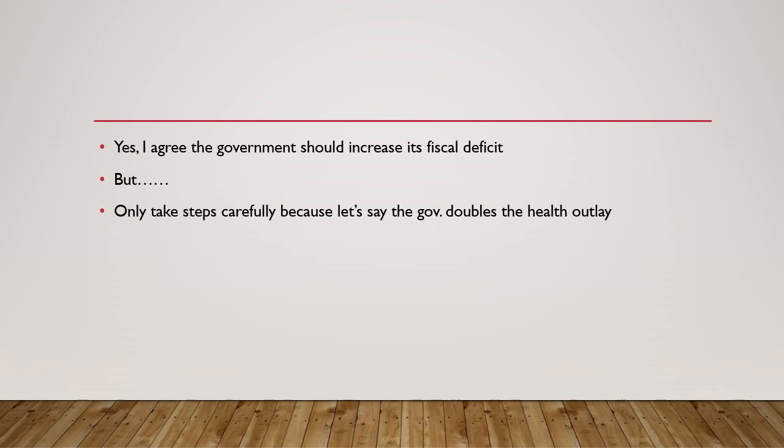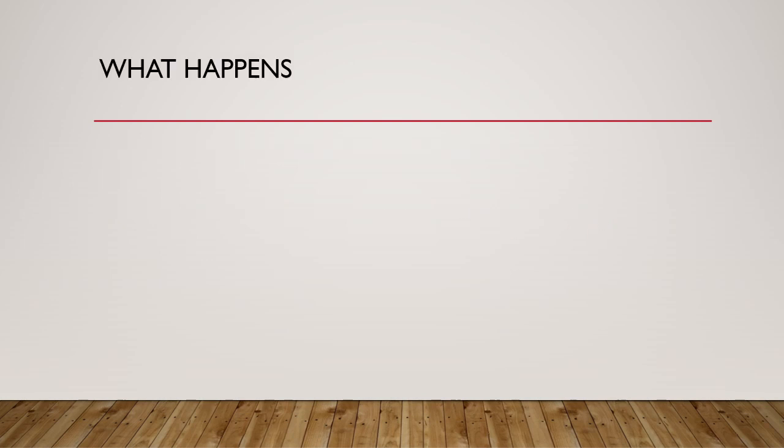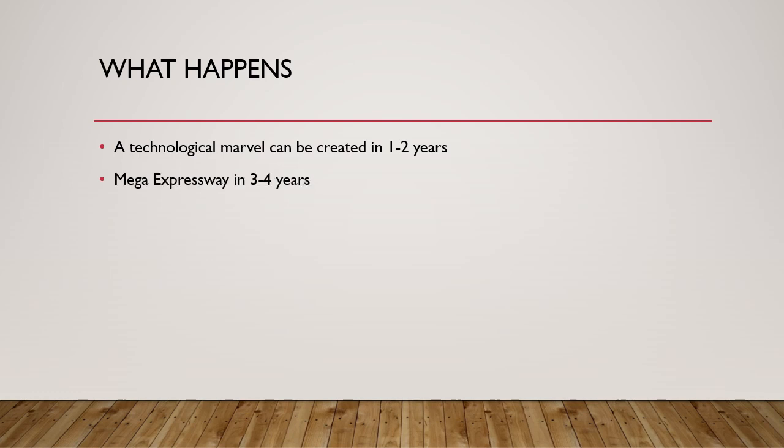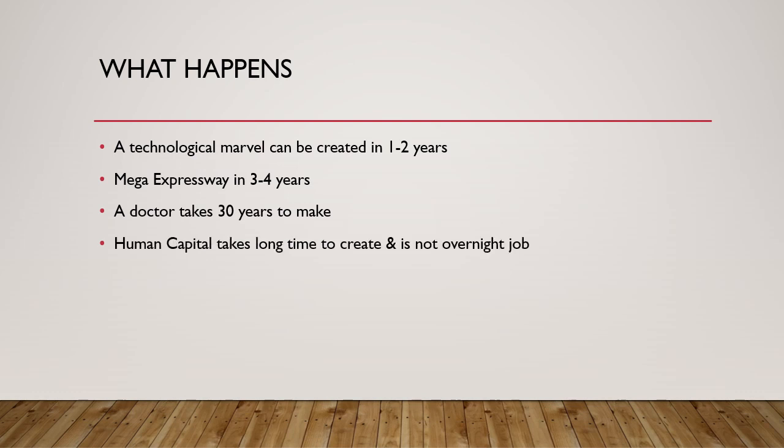Let's take an example. Let's say the government doubles its health outlay immediately. What will happen? A technological marvel, let's say software that can improve the productivity of the economy, can be made in 1 or 2 years. A mega expressway can be constructed in 3 to 4 years. However, a doctor would take 30 years to make. Human capital takes a long time to develop simply because of its biological nature. It's not an overnight job, and no amount of money can help beyond a point.